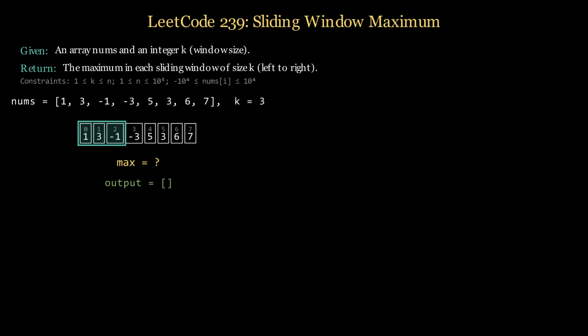Leetcode 239, Sliding Window Maximum. Given an array and window size k, return the maximum in each sliding window of size k. Example, nums as shown, k equals 3. We slide the window and show the maximum for each position.